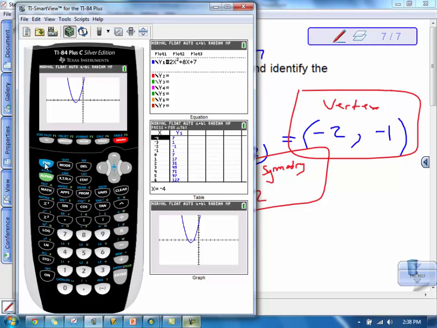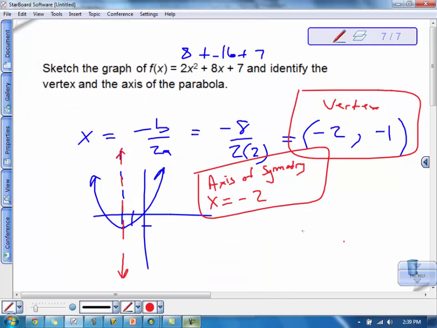Now, if I want to try to find that, I can do second calculate minimum, because it's a minimum. Scroll to the left of that minimum point, and hit enter. Scroll to the right of the minimum point, and hit enter. Hit enter for the third time, and it gives you that minimum vertex, which is at negative 2, negative 1. Okay? The axis of symmetry then is just x equals that x-coordinate, so y can be anything. Okay?